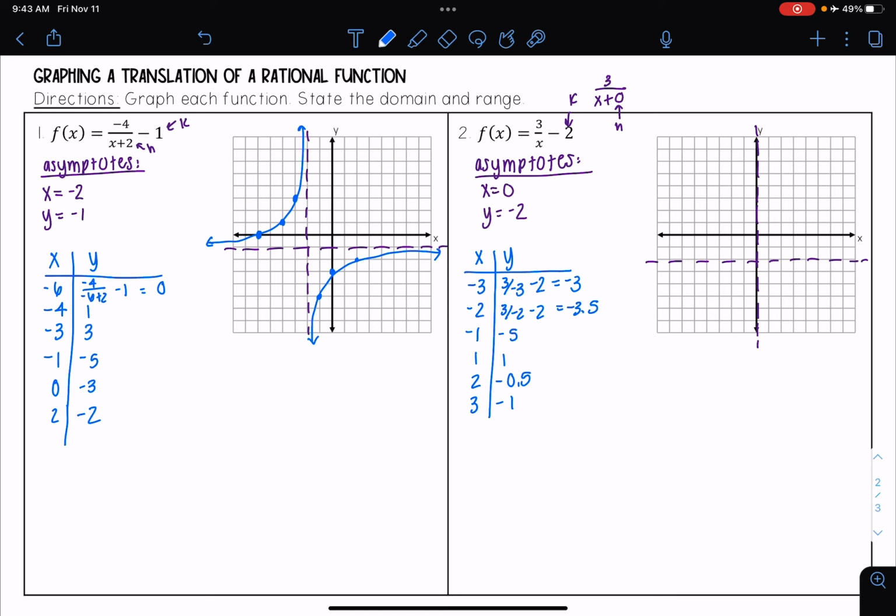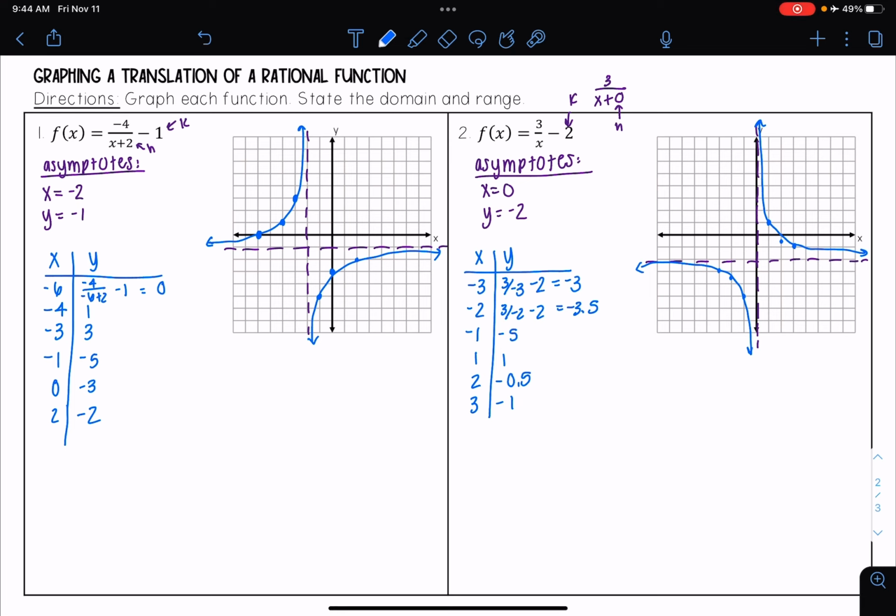So applying those points, I have negative 3, negative 3. So 1, 2, 3, 1, 2, 3. Negative 2, negative 3.5. And then negative 1, negative 5. So drawing this branch, I'm going to follow along my asymptote, but I'm not going to cross it. And then for my second branch, I have 1, 1, 2, negative 0.5, and then 3, negative 1. So I'm going to follow my asymptote, but I'm not going to cross it.